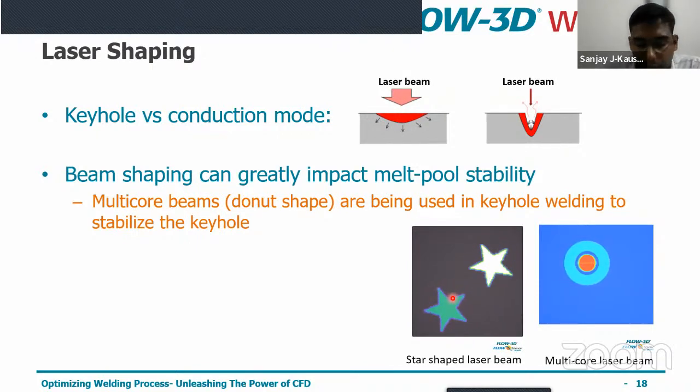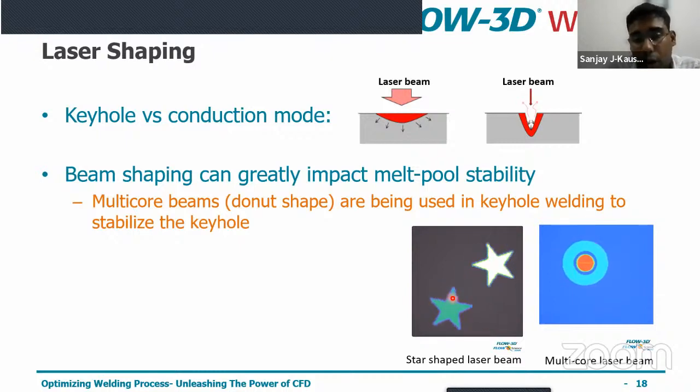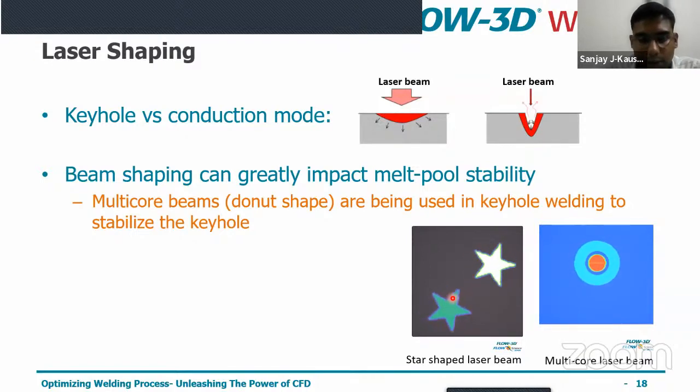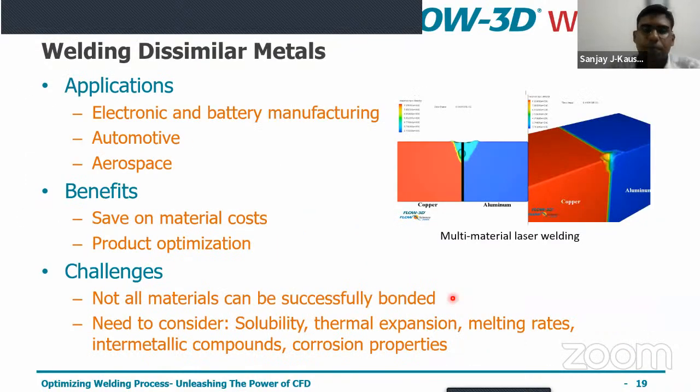If there are a lot of dynamics taking place in the welding, let's say the melt pool is acting in a very dynamic way, a lot of what happens is there will be a lot of splatters that get formed. There'll be a lot of porosities that get formed. So it is very important for us to maintain this melt pool stability for a very rigid joint. And also this leads to faster production and, as I mentioned, lesser post-processing of the joint itself.